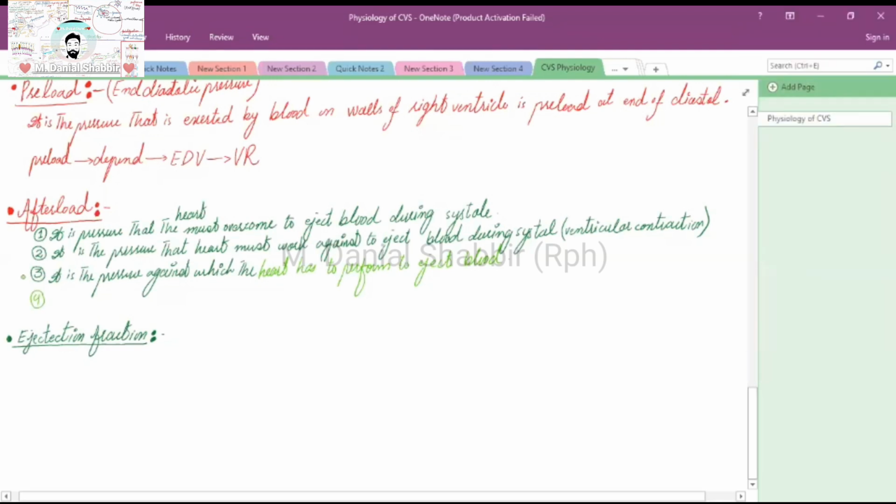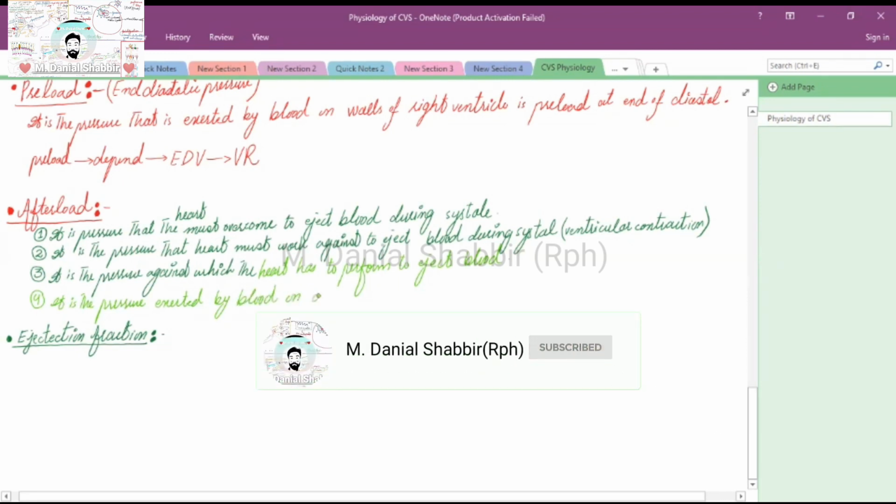There are different scenarios. It is the pressure exerted by blood on the aortic valve. So these are different definitions of afterload. Okay, let me explain to you, one minute.